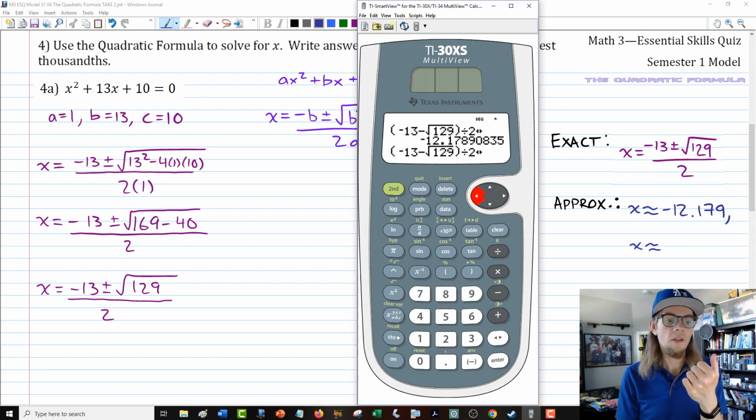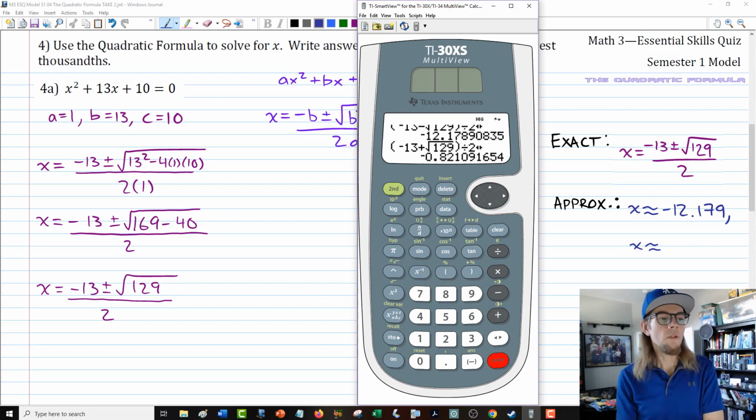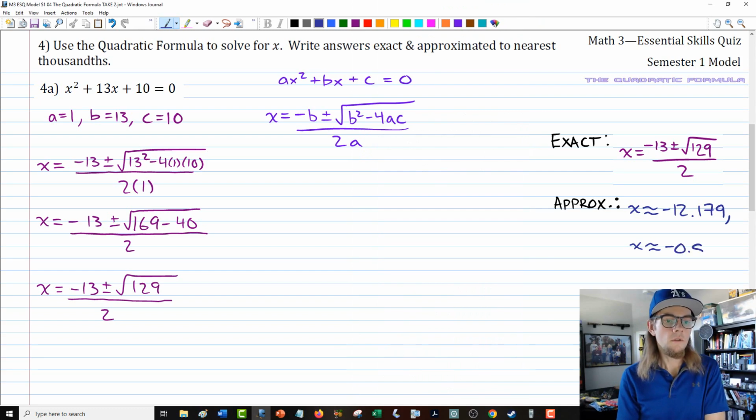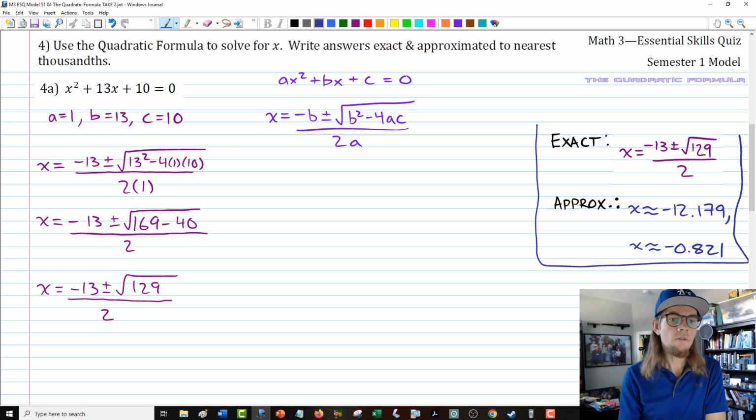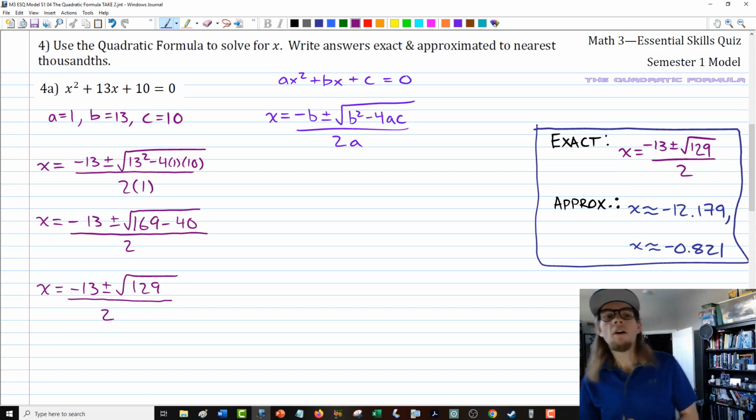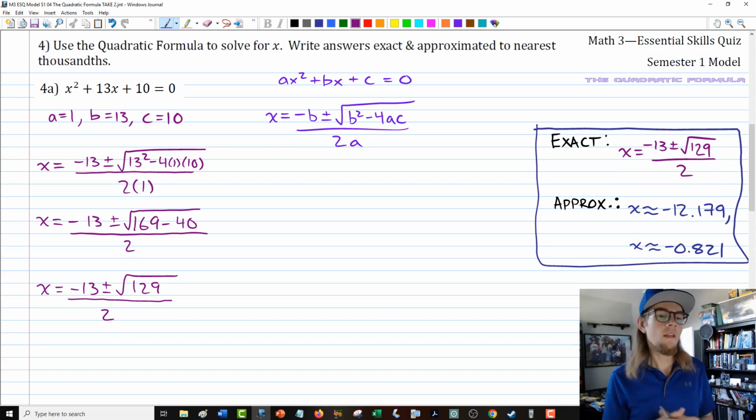Change it to a plus, and then press answer. When we do, we get our second value, negative 0.821. And there are our answers in both forms. There is our exact value, now that I fixed it, and then our 2 approximate values showed up as well. So there are our first answers to the first problem.